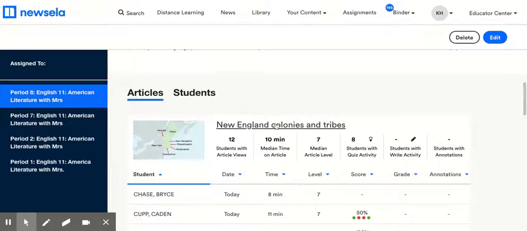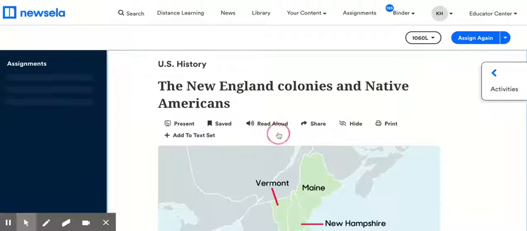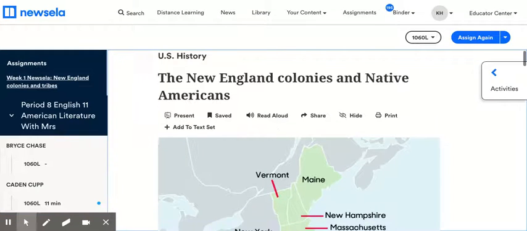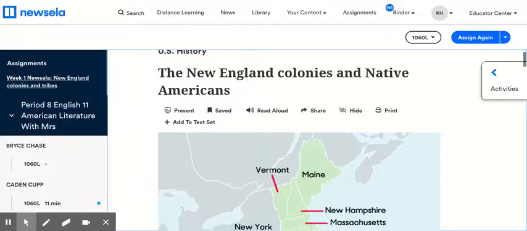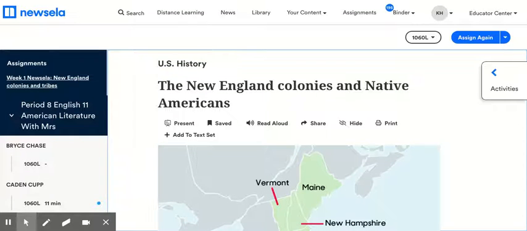When you go down here, you're going to see my teacher version. I am not going to see the teacher comments in yellow because I'm signed in as myself and not Mrs. Miller. Mrs. Miller was the one who made those teacher comments, so make sure you pay attention to them on your Newsela. They will really help you.